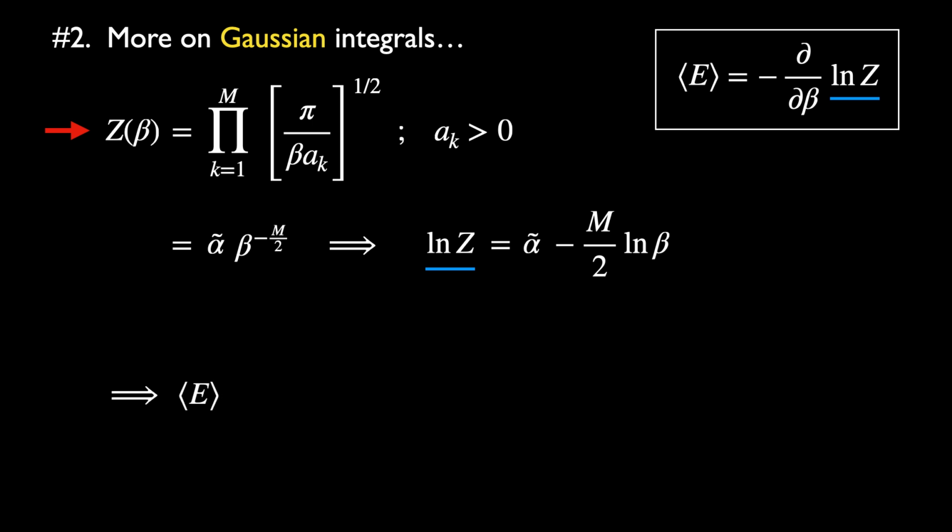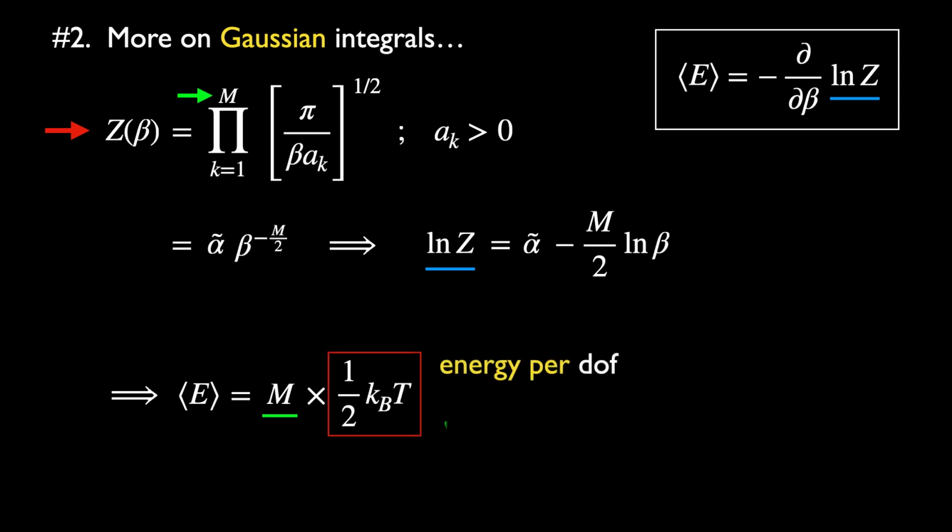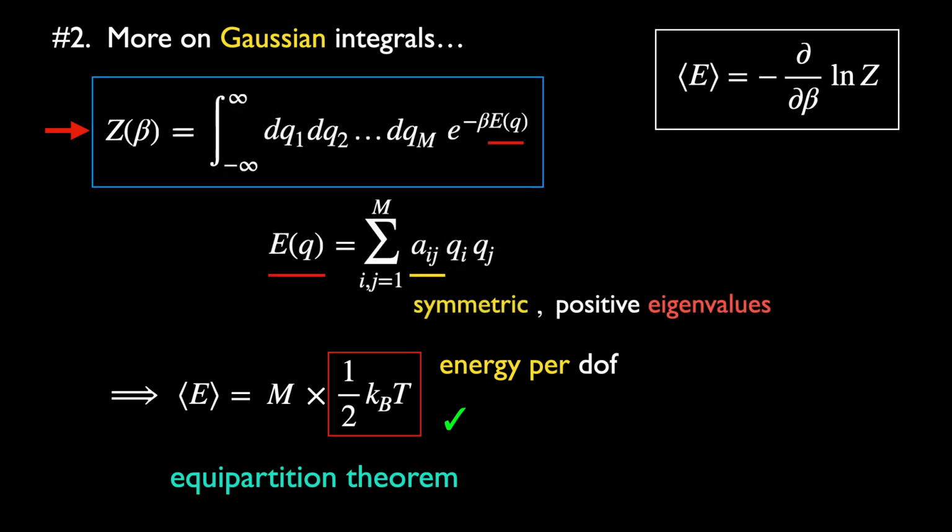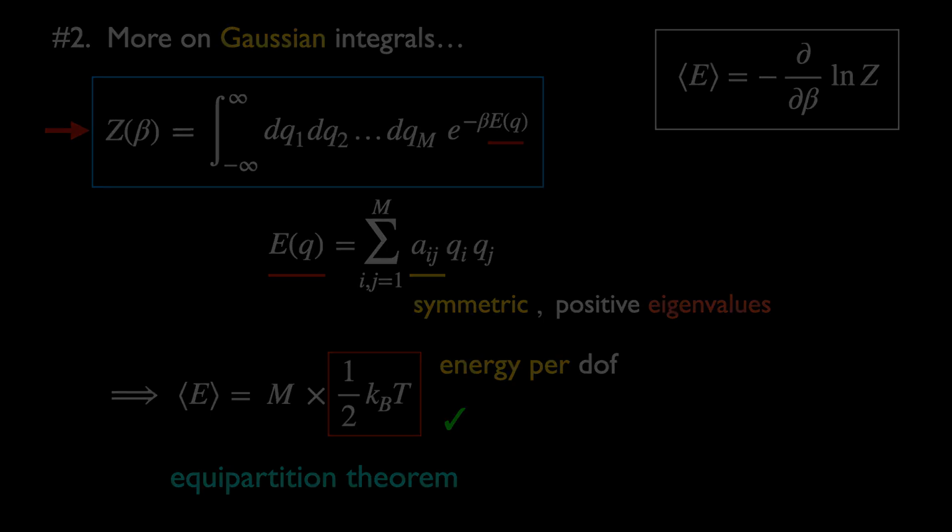Using the equation above, we can see that each quadratic degree of freedom carries the same energy on average, half kBT. This is the equipartition theorem. In this exercise, we have shown that this theorem applies even when the energy of the system takes a more general quadratic form.